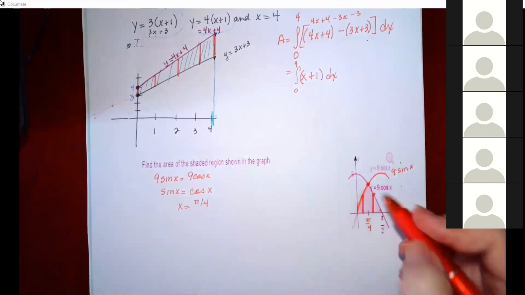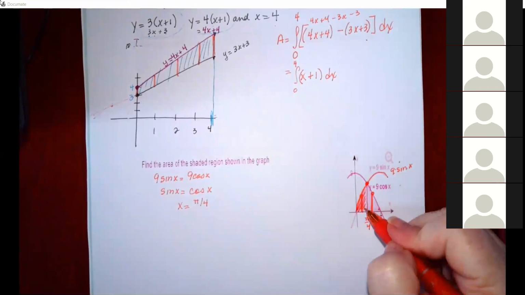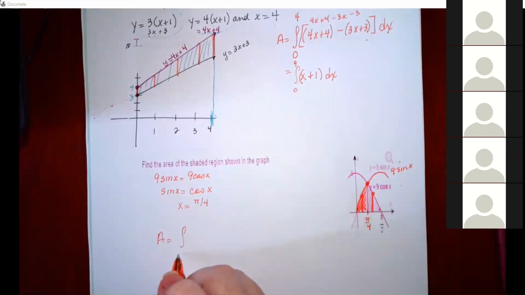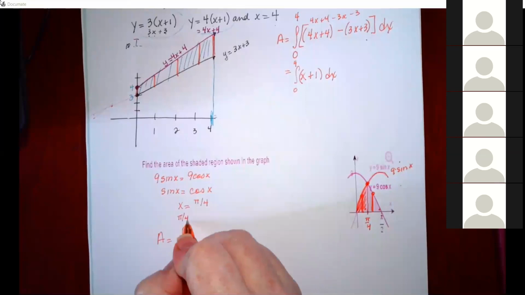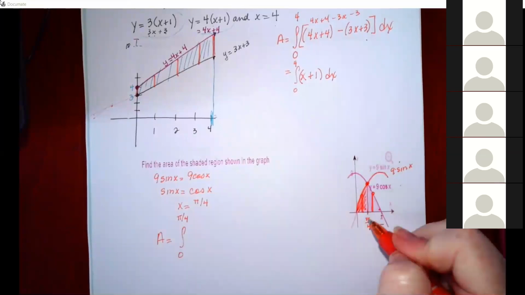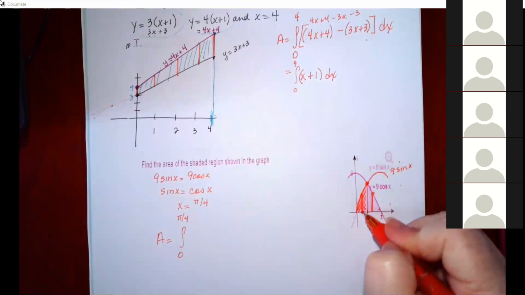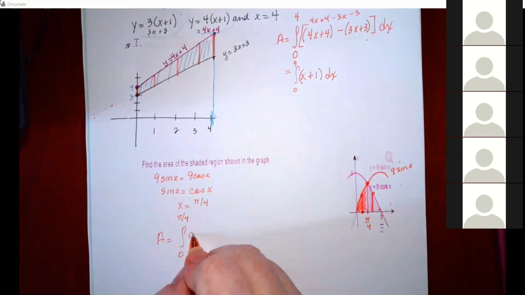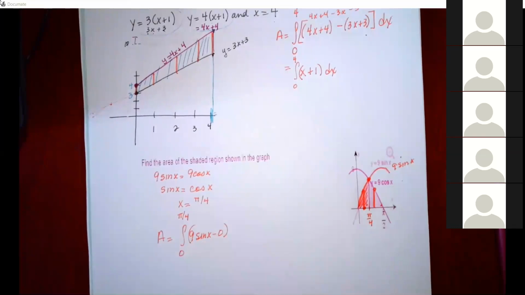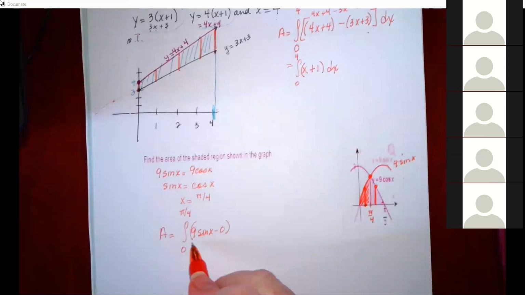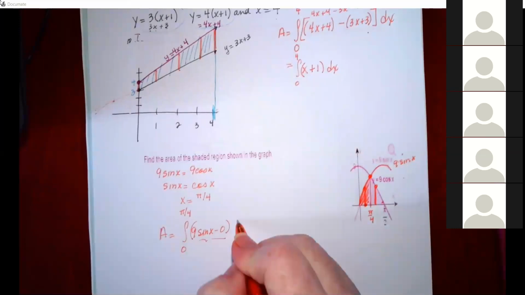So for the left half of our region, to find that area, we will have the integral from 0 to pi over 4. Top graph minus bottom graph to find the height of that rectangle would be 9 sine x minus 0. And since this is 0, you don't actually have to write that part down. I just want you to remember you're doing a top minus bottom to find the length of that rectangle. Everything we do as far as distance will be a top minus bottom or a right minus left. But this would be the height of the rectangles and the width is dx.